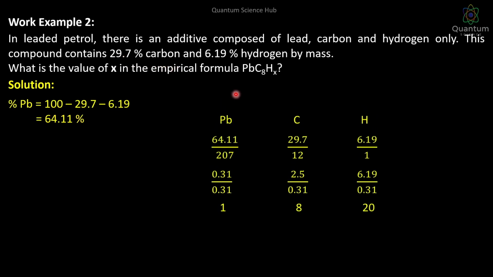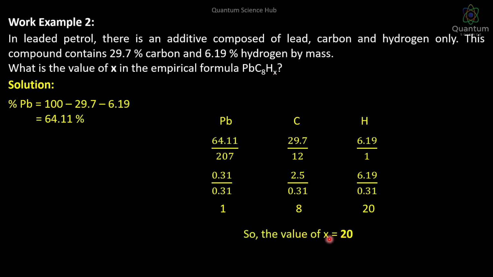Next, you write the element, and you write the percentage in here: lead, carbon, and hydrogen, and divide by their relative atomic mass based on the periodic table. And the result of this division is this. And after that, you divide by the smallest value. So which is the smallest value in here? 0.31, right? So all of them divide by 0.31, and you will have this, 1, 8, 20. So that means this is Pb1, C8, and H20. So the X here represents hydrogen. So the value of X equals 20.